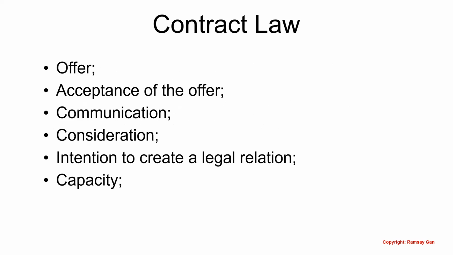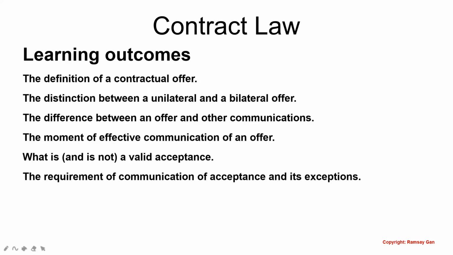Now, the contract, to be valid, must have certain attributes. These are the attributes: offer, acceptance of the offer, communication, consideration, intention to create a legal relation, and the capacity to enter into a contract. Learning outcomes: the definition of contractual offer, the distinction between a unilateral and bilateral offer, difference between an offer and other communications, the moment of effective communication of an offer, what is not a valid acceptance, and the requirement of communication of acceptance.